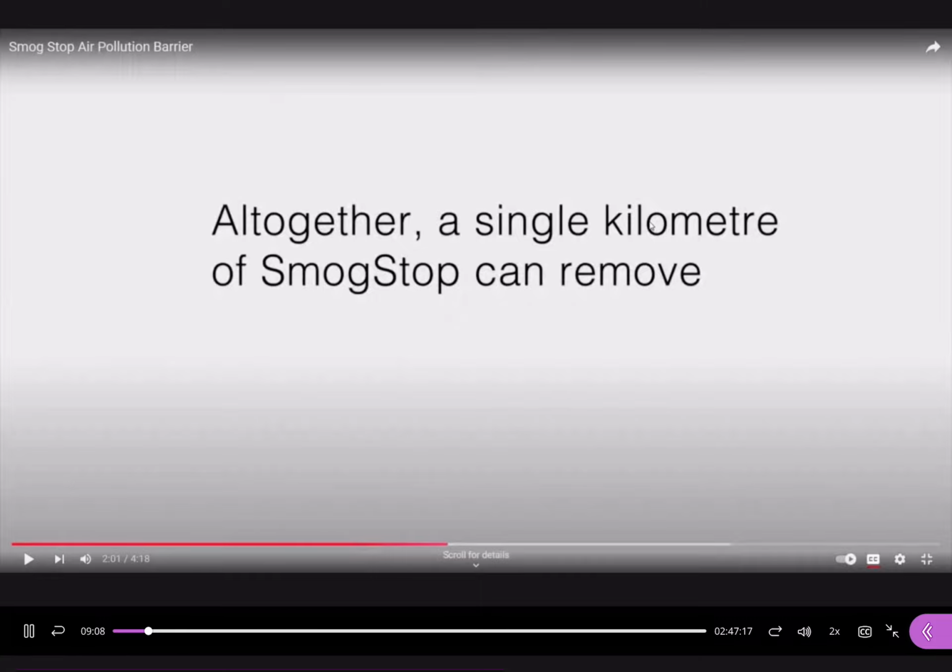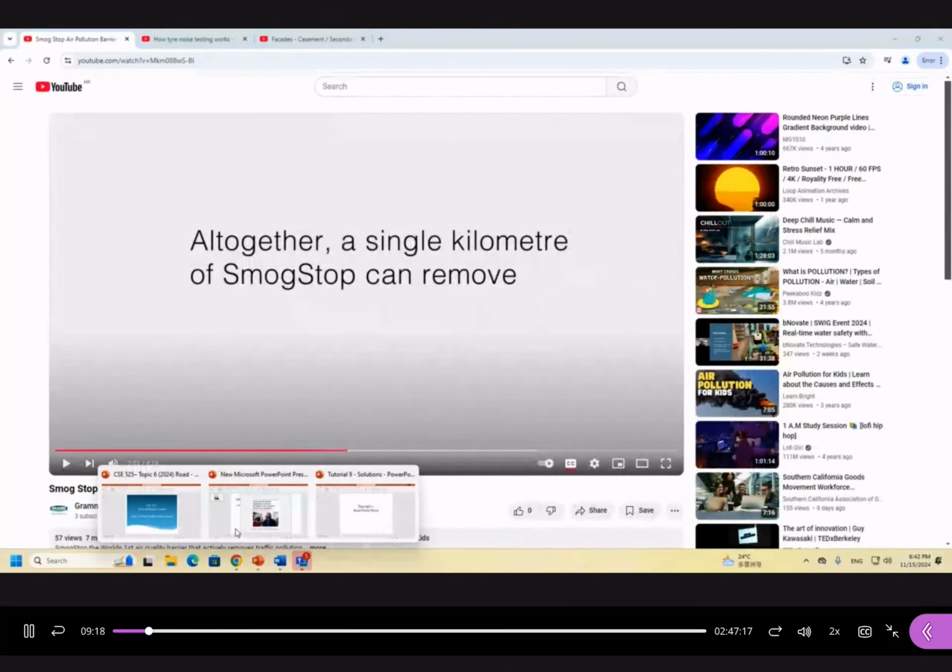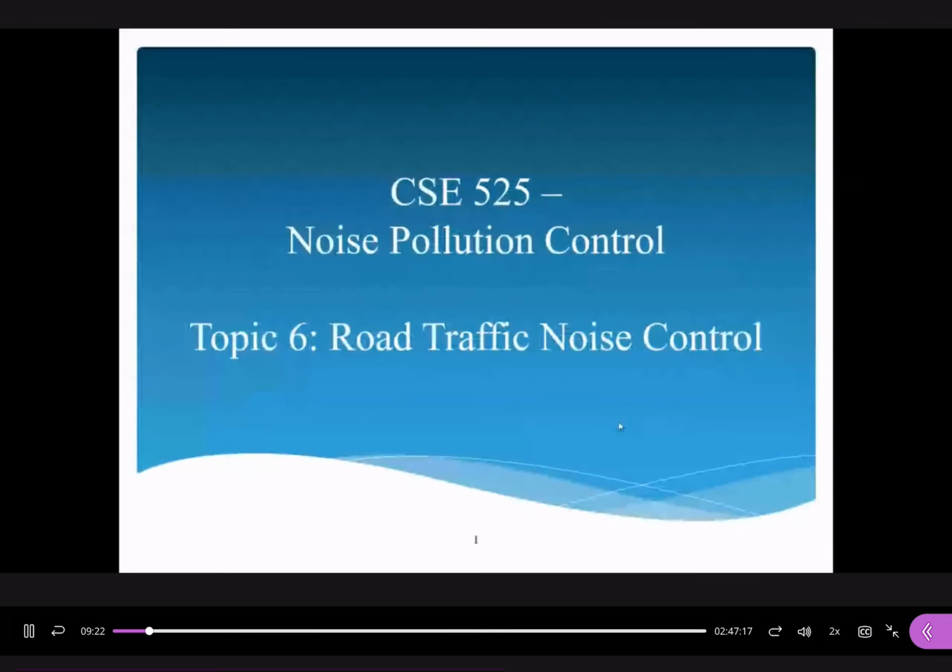Some countries have already applied these technologies along the highways. In Hong Kong, we haven't applied this approach. Okay, now let's go back to this one. In the first half of this lecture, I want to share with you some general information about how to assess the road traffic noise effects and the current situation in Hong Kong.